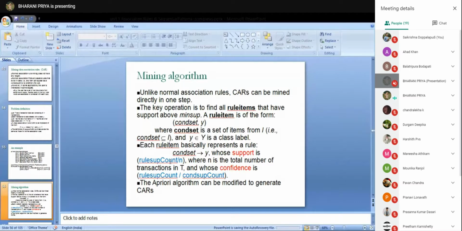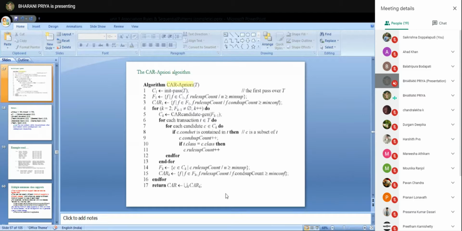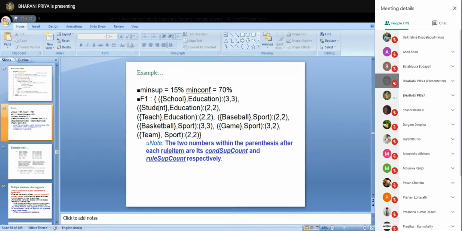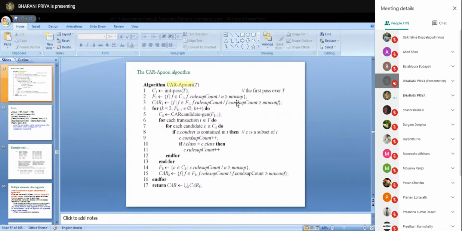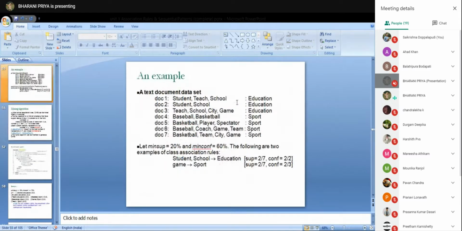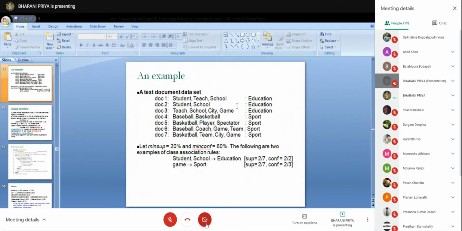So let us see the Apriori algorithm. We'll directly jump to the example. All item supports are given in curly braces and the class labels are without curly braces. The support count of school is 3. Do you want the data, or shall I proceed?